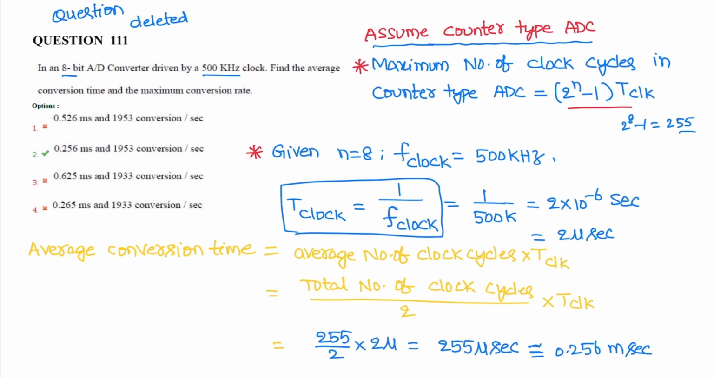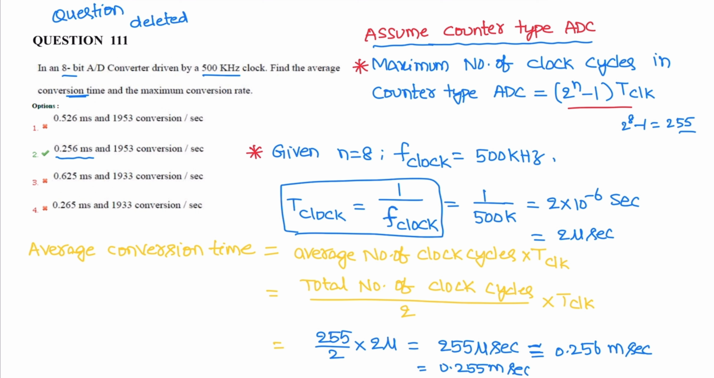Next, we need to calculate the average conversion time. Average conversion time is 255 by 2. Total clock cycles are 255, average is divided by 2, and time period of each clock is 2 microsecond. That is 255 by 2 into 2 microsecond. It will result in 255 microseconds, that is 0.255 millisecond, or approximately we can write as 0.256 milliseconds.